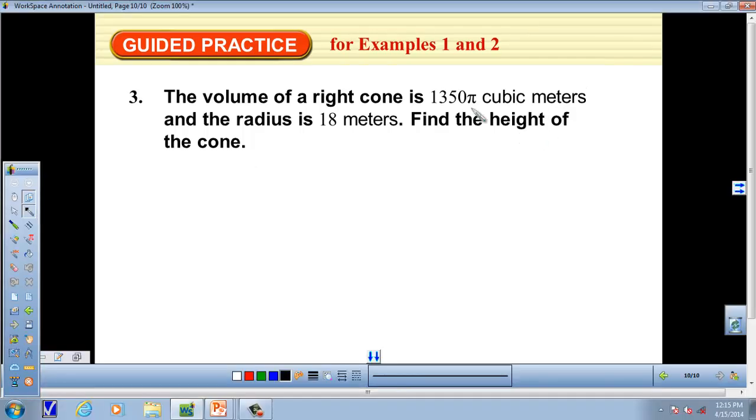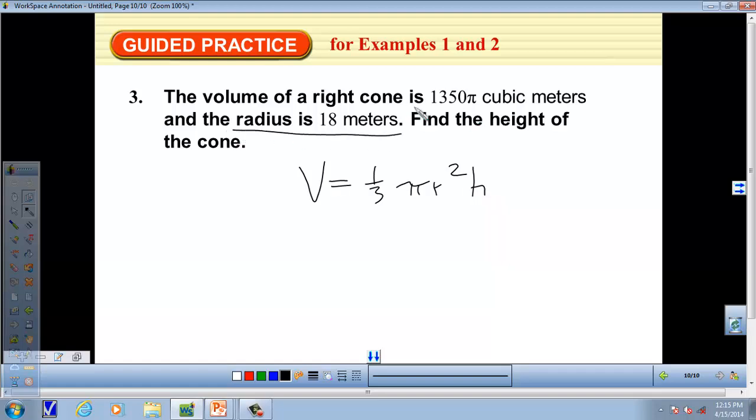Luckily, they left this for us in terms of pi. So we know the formula here is volume equals 1/3 pi r squared times the height. They give us the radius and they give us the volume. So we're going to plug those in. We get 1350 pi, and that equals 1/3 pi times the radius, which is 18 squared, times the height.